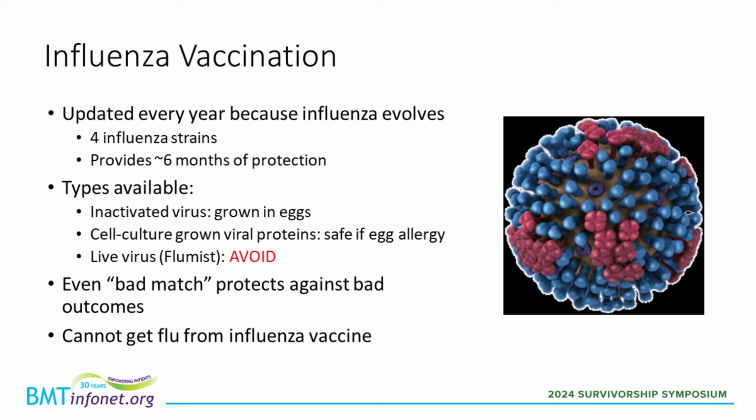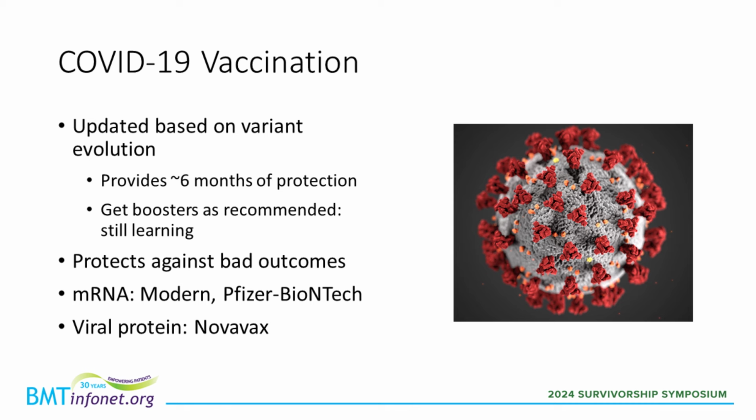Of note, there is a live viral vaccine for influenza called Flumist, and again, you want to avoid this, and your household contact should avoid this influenza vaccine as well. And so you may hear in the news some years there might be a bad match between the vaccine and the circulating strains of influenza, but even those bad matches still provide protection against bad outcomes due to influenza. So it is recommended to get influenza vaccines, even if it's a bad match, and you cannot get influenza from the influenza vaccine.